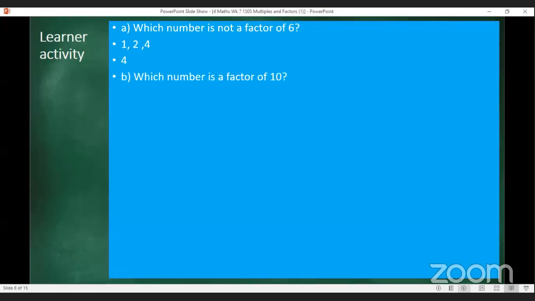And then number B: which number is a factor of 10? Which number is a factor of 10? 5, 20, 30. Which one is a factor of 10?